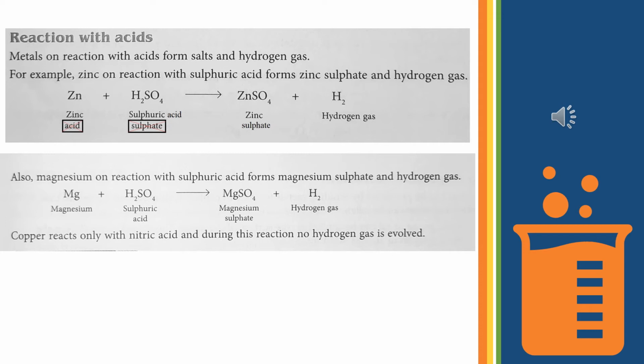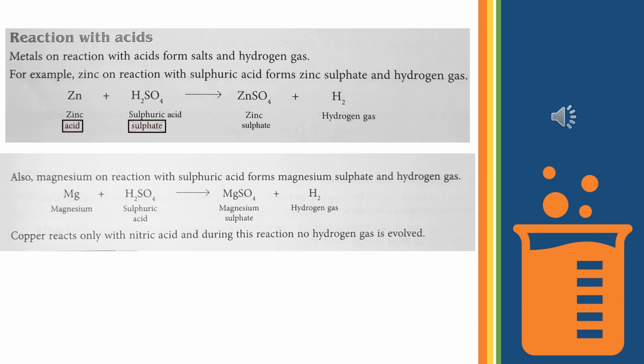One correction is there in the book. It is listed as zinc acid. No, we are only having this metal as zinc. There is some typo error here, or I should say misprinting. H2SO4 is sulfuric acid, not sulfuric sulfate. ZnSO4 is zinc sulfate and hydrogen gas, you already know.